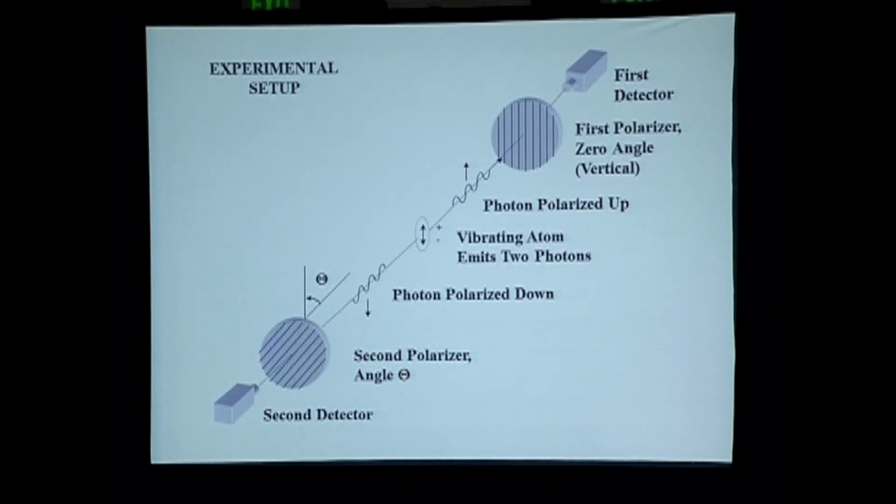Here's the experimental setup. We have a vibrating atom in a hot vapor in the middle. It emits two photons going in opposite directions. They are both polarized in the same plane, one up and one down. The direction of polarization is a superposition of all directions until a measurement is made, and then there is just one direction of polarization. The polarizer axes are at an angle of theta with each other, and we will be referring to theta during the discussion of the analysis. The photons incident on the polarizers are either transmitted or absorbed. If they are transmitted, a single polarization state comes out and is detected by the detector.